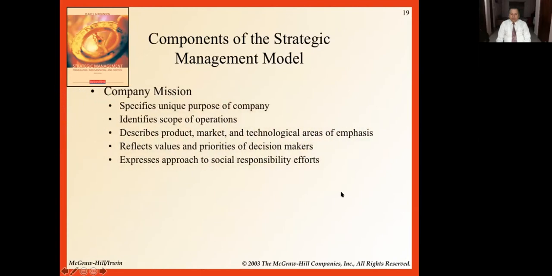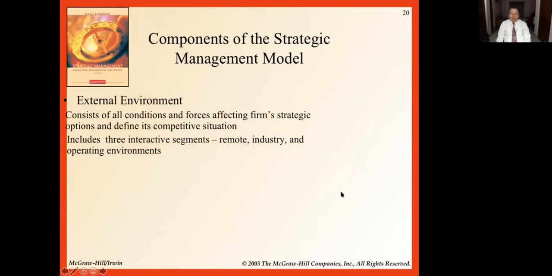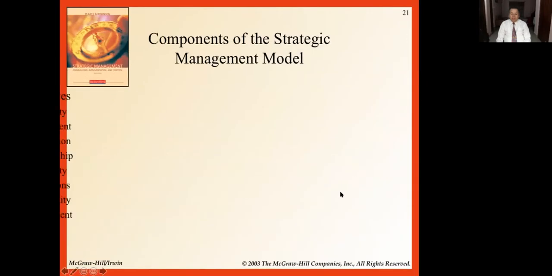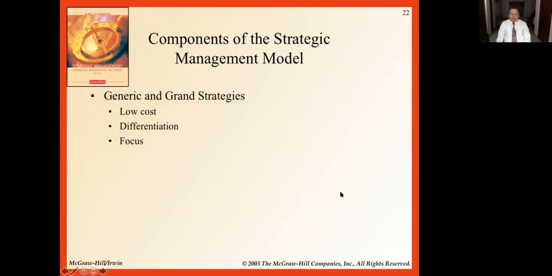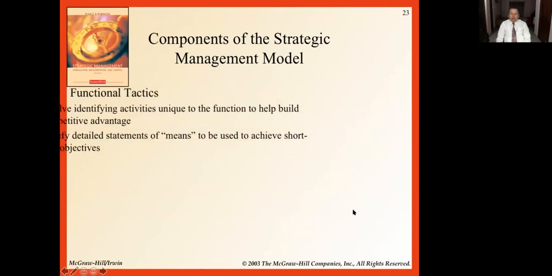So we will be discussing company mission to some level. We will have internal analysis, and then external analysis. I did that in chapter 1 also, and strategy analysis and choice, and then long-term objectives. And then you have generic and grand strategies, action plans, and short-term objectives. We'll go deeper into all of these in each chapter. I'm not going to repeat this here. Please bear with me, I'm giving an outline only now, right?